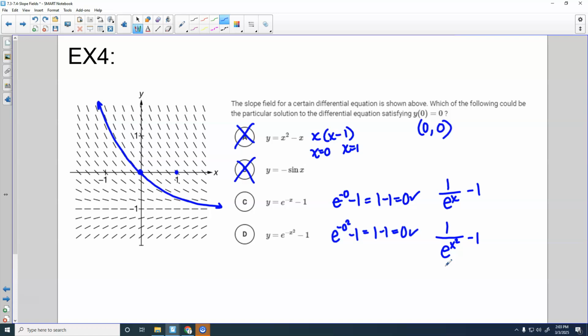Because if I plug in a negative number, like negative 1, into the original, e to the negative 1 minus 1 is going to give me e to the first power minus 1.